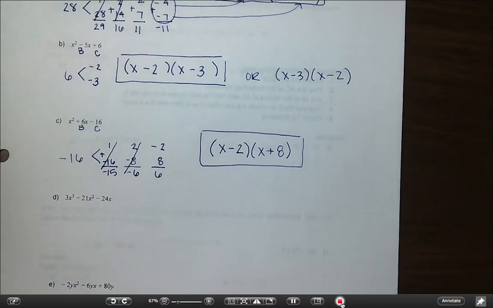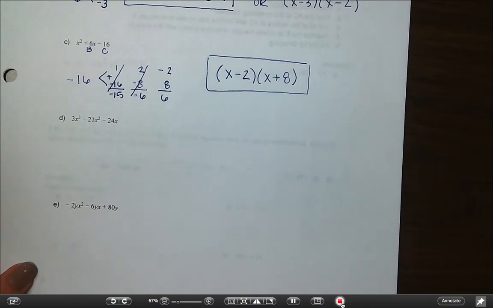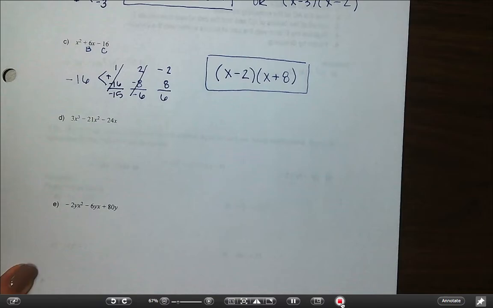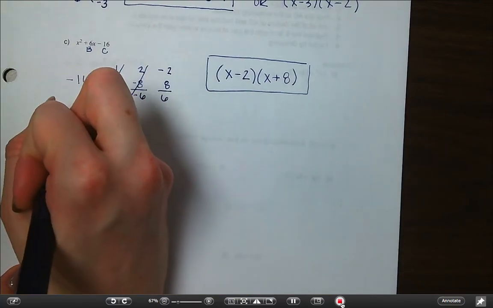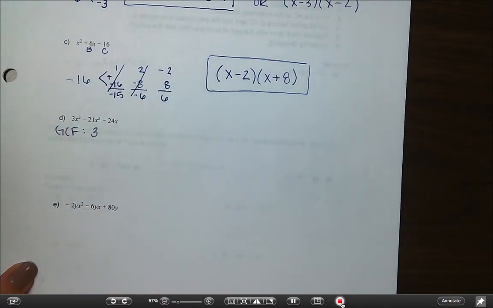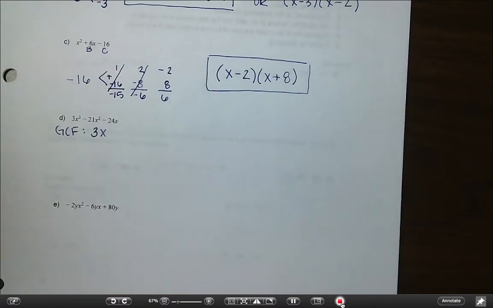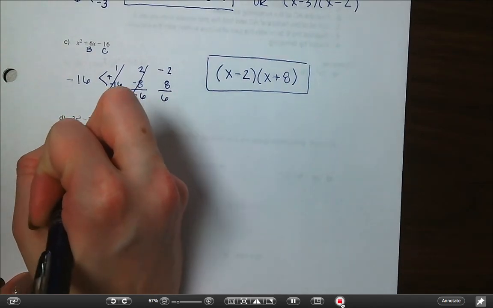All right, looking at d, you notice that our first term, or a, is not 1, so we know we have an issue. So remember what we talked about in 7.4, our greatest common factor. So we need to look, what can we divide 3x cubed minus 21x squared minus 24x by? Well, 3, 21, and 24 are all divisible by 3. And then our lowest exponent on our variable is 1. So 3x is our greatest common factor.